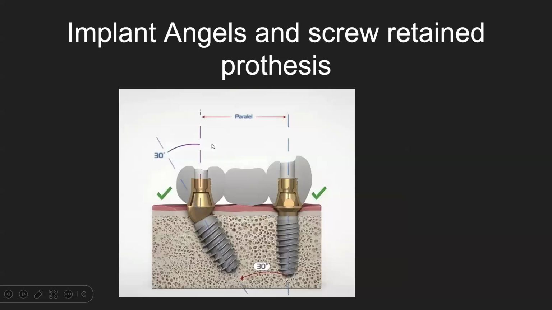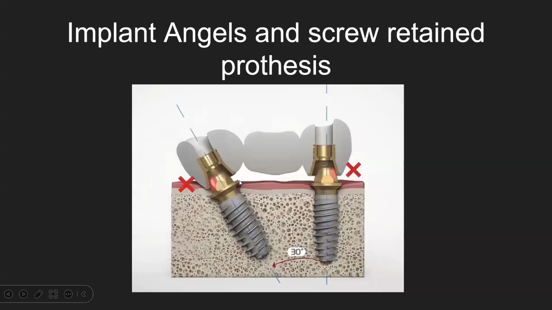Okay, here we are correcting the angle with a 30-degree angle multi-unit. They are now parallel. So why did the companies introduce the 30-degree angle multi-unit if the 15 multi-unit will be enough in this situation? Because in other situations we will restore a full arch, we will have degrees more than 30.